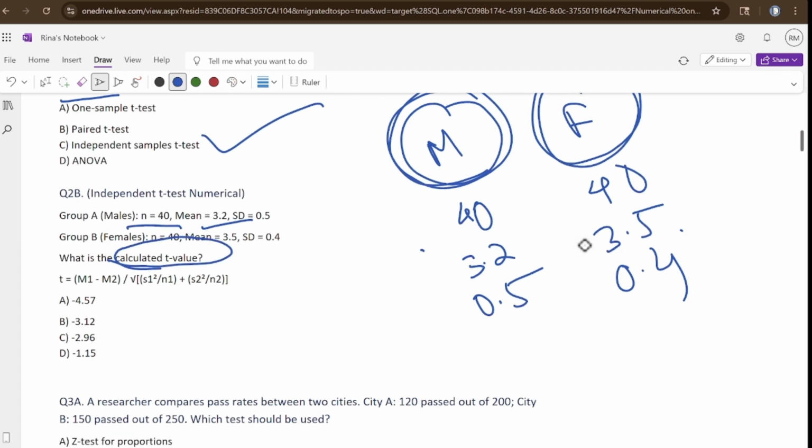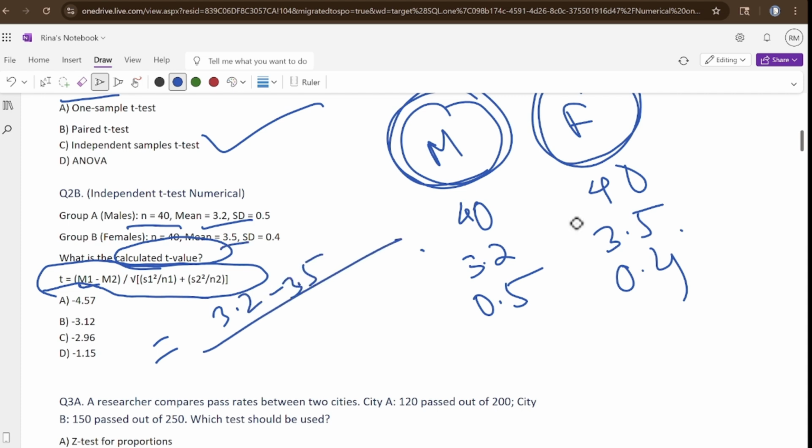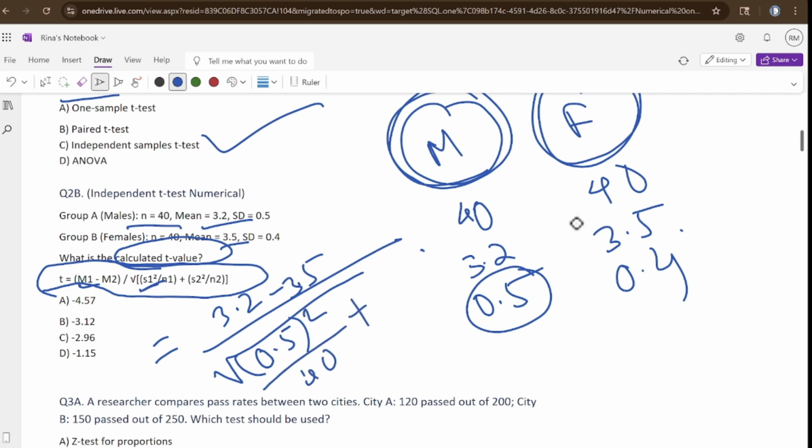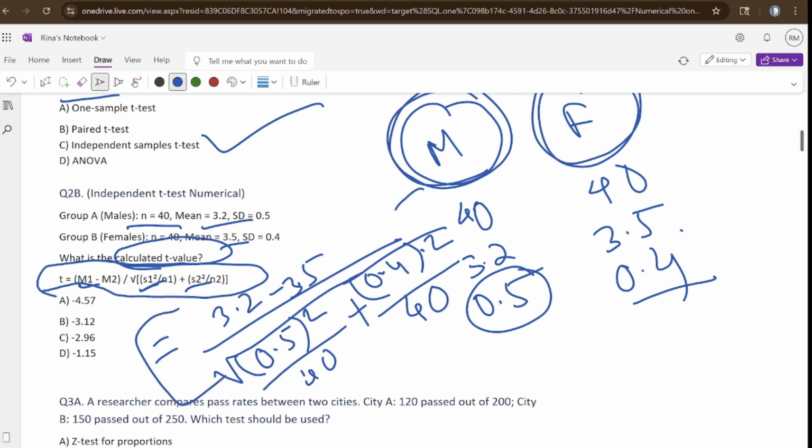For independent t-test, to calculate t value, you have to use this formula. t equals mean 1, 3.2, minus mean 2, 3.5, divided by root over of S1 squared, 0.5 whole squared, by N1 which is 40, plus S2, 0.4 whole squared, divided by N2, that is 40. Okay, now you can use calculator and solve this.